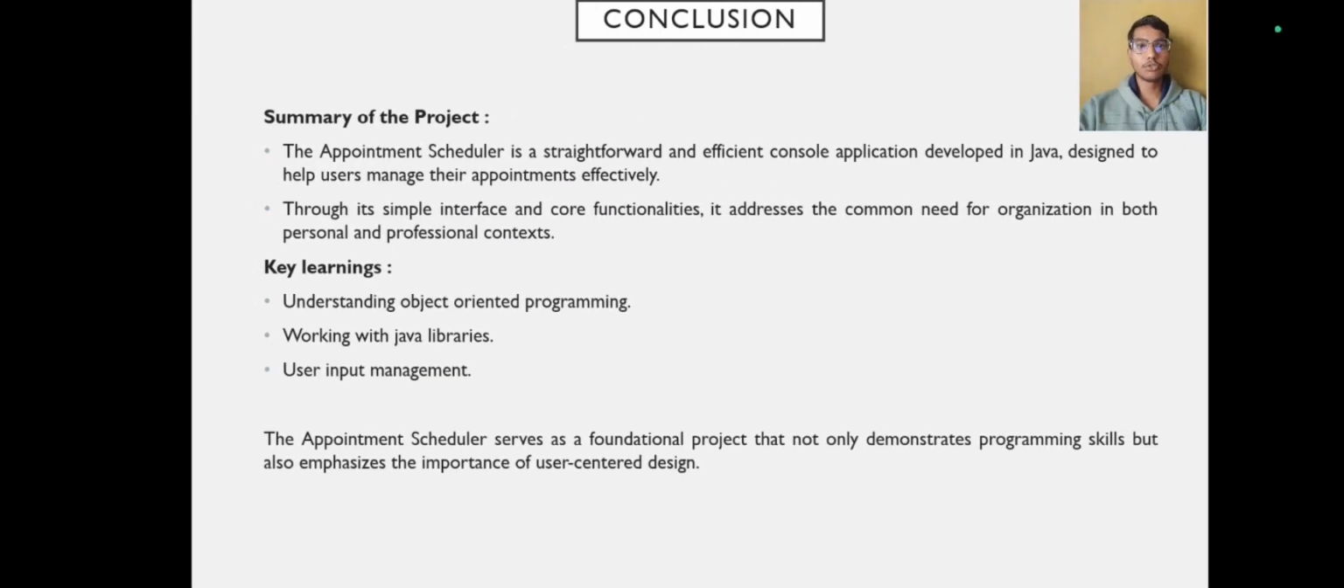Now let's look into the conclusion part. The appointment scheduler is a straightforward and efficient console application developed in Java, designed to help users manage their appointments effectively. Through its simple interface and core functionalities, it addresses the common need for organization in both personal and professional contexts. And the key learnings are understanding object-oriented programming, working with Java libraries, and user input management. The appointment scheduler serves as a foundational project that not only demonstrates programming skills but also emphasizes the importance of user-centered design.